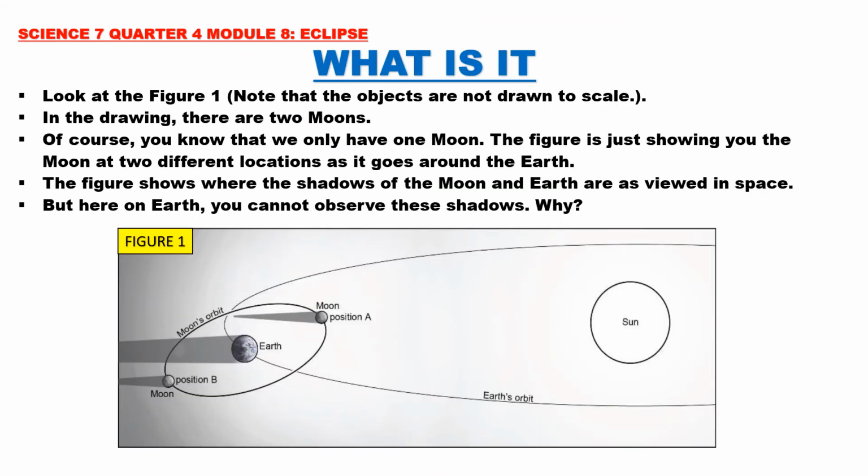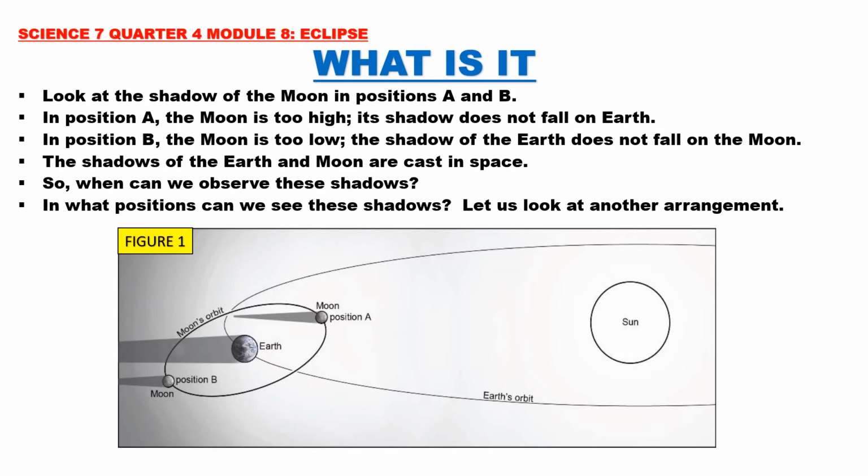Look at figure 1. In the drawing, there are two moons. Of course, you know that we only have one moon. The figure is just showing you the moon at two different locations as it goes around the earth. The figure shows where the shadows of the moon and earth are as viewed in space. But here on earth, you cannot observe the shadows. Why?